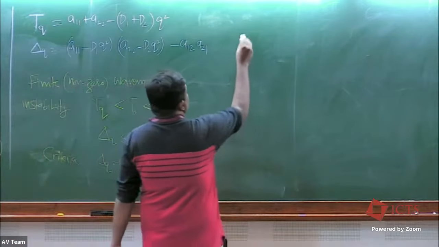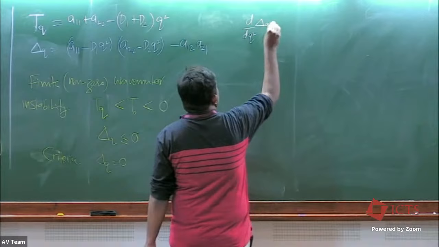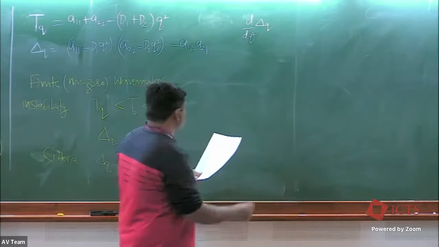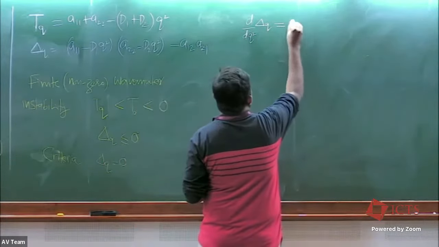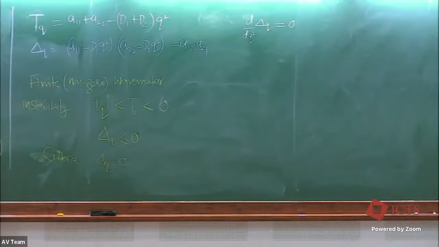And so I'll just take the Q square derivative of the discriminant, and I'm going to set that equal to 0. Why? I just want to find the maximum of this. And when is that maximum, positive or negative? That's all that matters. Agree?